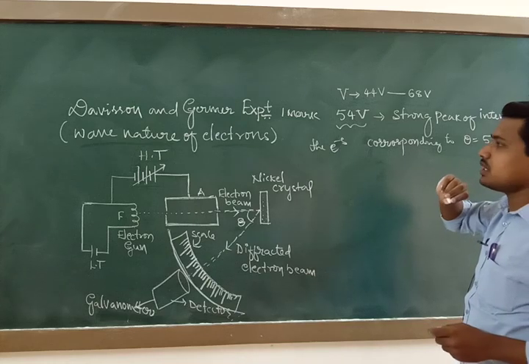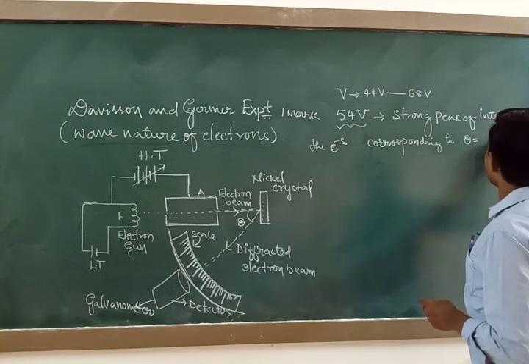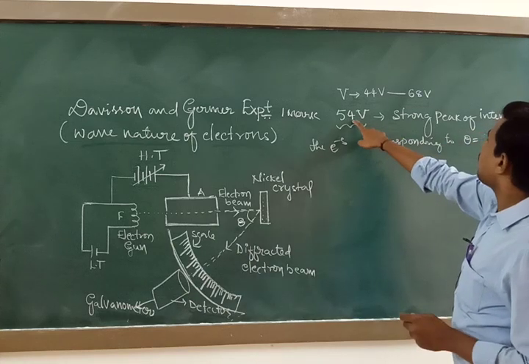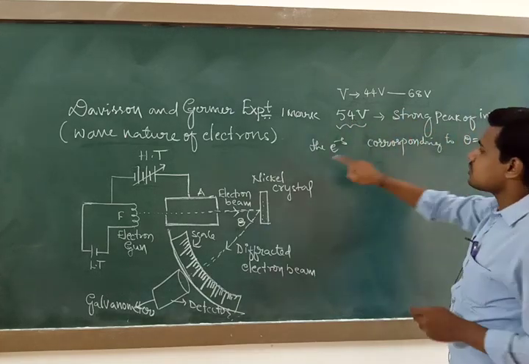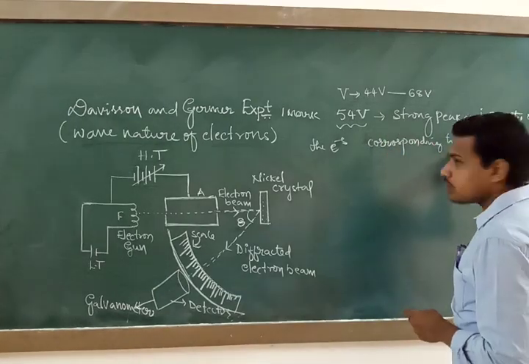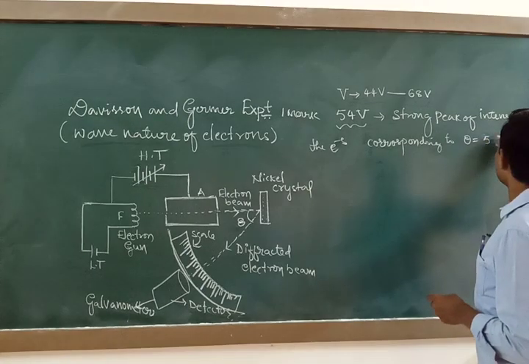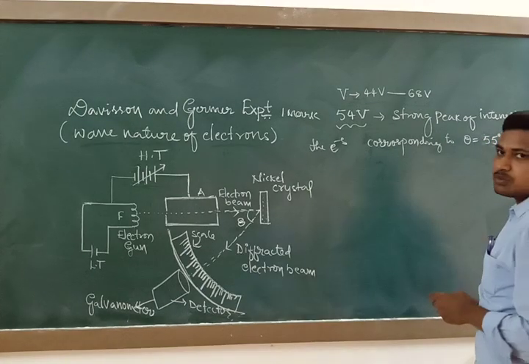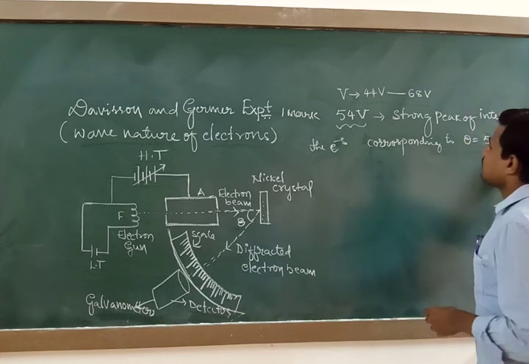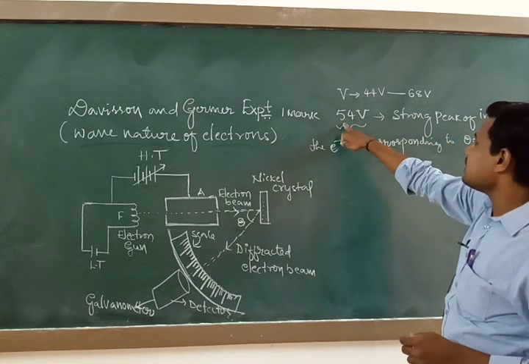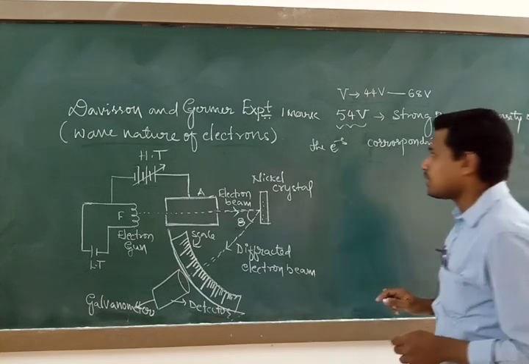So they have observed that at 54 voltage there is a strong peak of intensity of the electrons, and this is corresponding to the angle of scattering, that is 55 degree. So here they observed the strong peak of intensity at 54 voltage, corresponding to the scattering angle theta 55 degree.